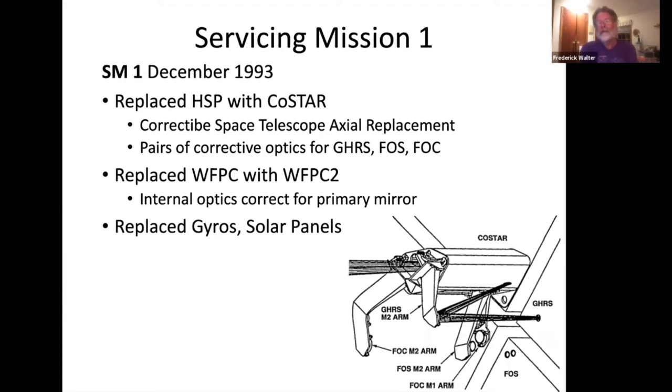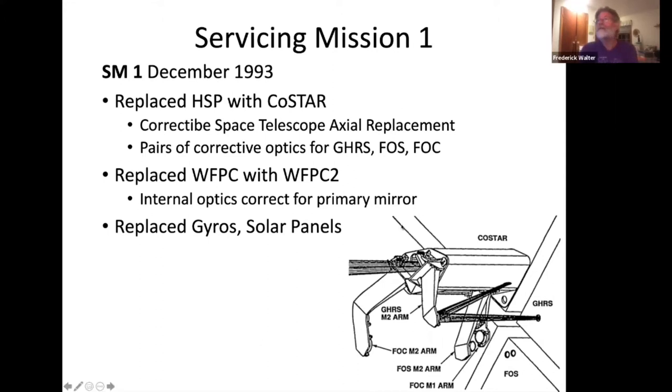It provided pairs of mirrors, two mirrors for each of three instruments. The light coming into the telescope would bounce off one mirror down here, bounce off a mirror up here, and those two mirrors would defocus the light in just such a way that by the time the light went down into the aperture and hit the instrument, it would look like the Hubble was in perfect focus. We're up to four mirrors now rather than two. You lose a little bit of light, but that's insignificant, and you now have a telescope that is in focus.